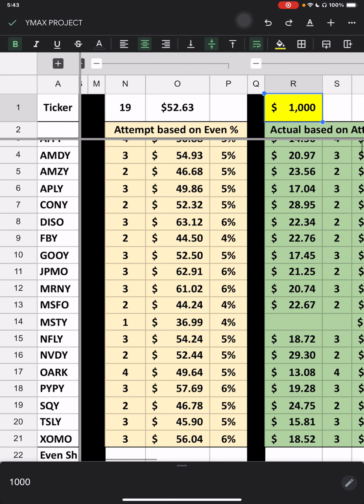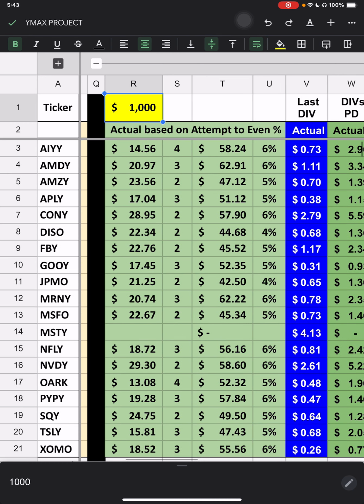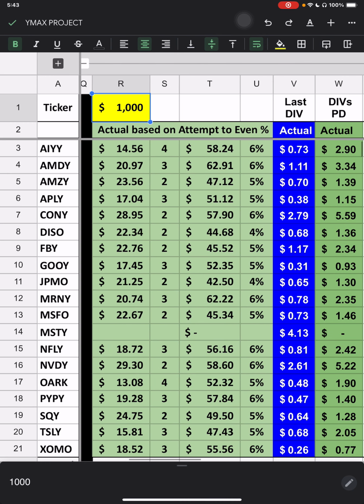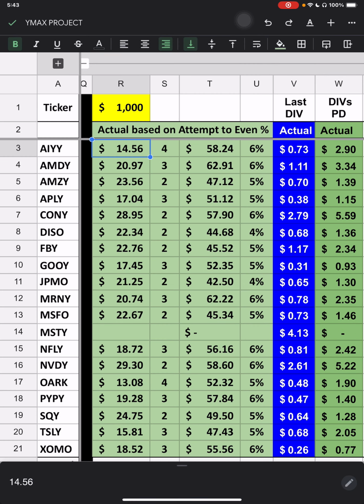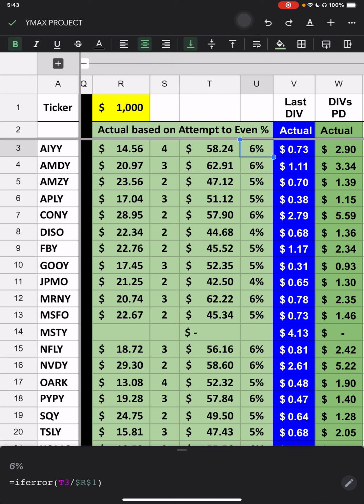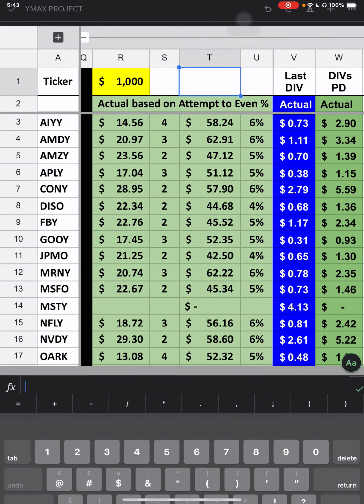So that's how I did that to calculate it. And then what I did here, these are the actual purchases in R. So this is a hard typed one. And this one will be hard typed too. And then these are going to be formulas. So in R and S, that's the actual price that I bought these for.